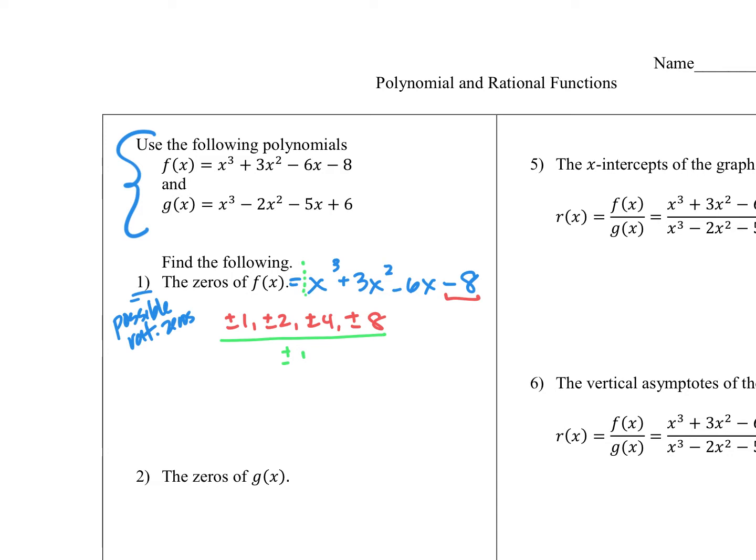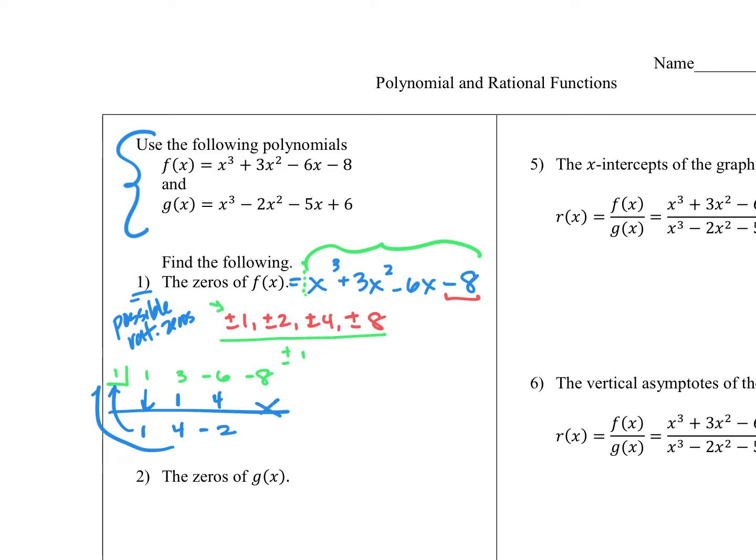I'm going to start by just trying a positive 1. When I try 1, I'm going to do synthetic division. Remember, you take the coefficients of your polynomial: 1, 3, negative 6, negative 8. We bring down the 1. Then that multiplies, gets us a 1. 3 plus 1 is 4. We multiply again, that gets us 4, and then we get a negative 2. There's no way that's going to get us to 8, so that didn't work. Okay, so we're going to try something else.